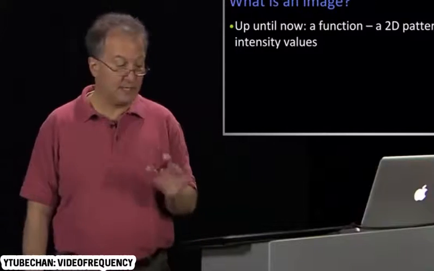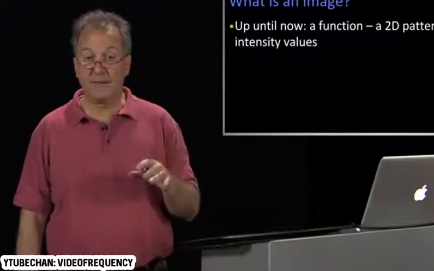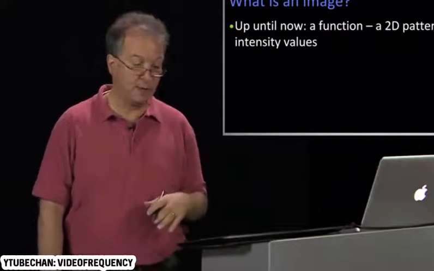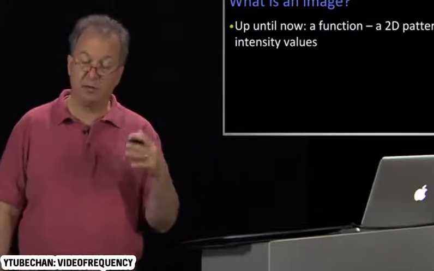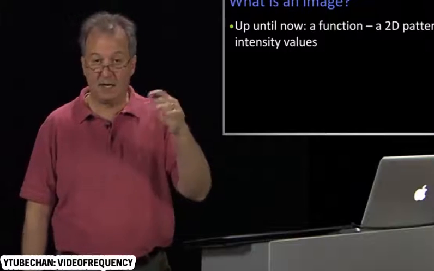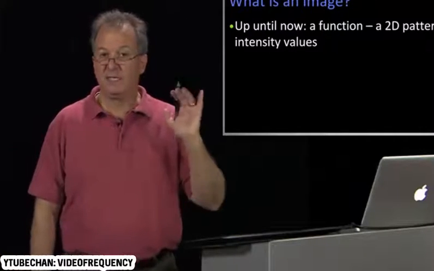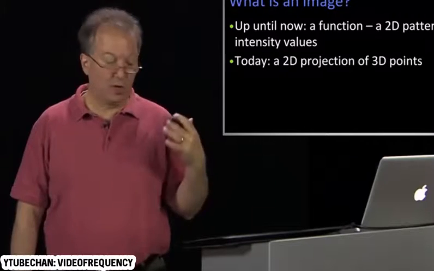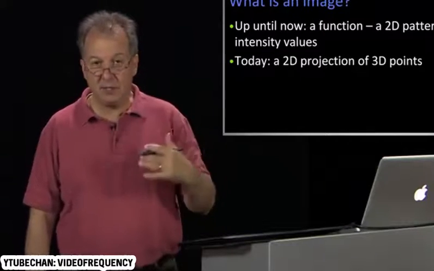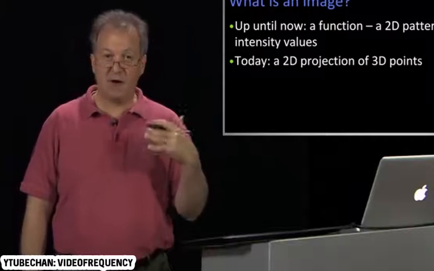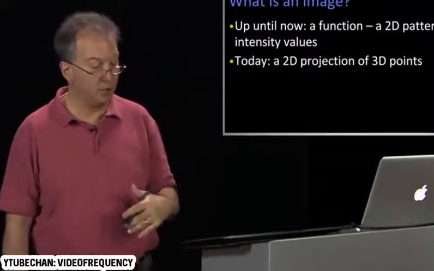So what is an image? Well, up until today, we've been talking about images as functions. Remember, they were a two-dimensional function, or a function of intensity of 2 dimensions, x, y, u, v, i, j. Today, we're going to start saying, wait a minute, it's not just an arbitrary function. These images are actually projections of 3-dimensional scenes, of 3-dimensional points.